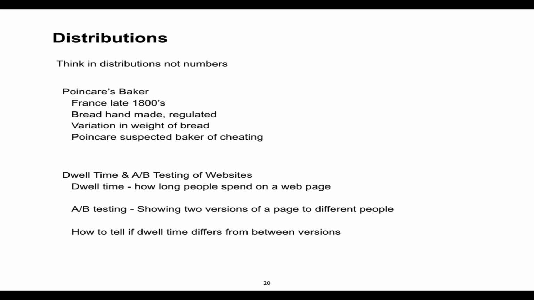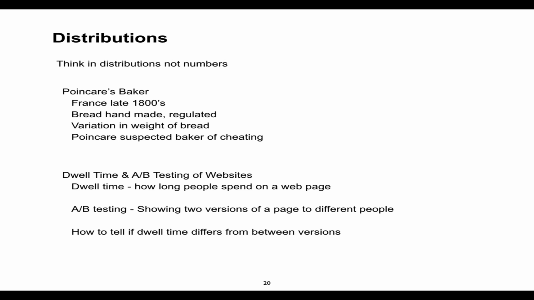He suspected that the baker was cheating. Each loaf was supposed to be a certain weight, but of course it's handmade, so it's not exactly that weight, and some are going to be higher and some lower. He's a mathematician, so he thought, okay, how do I prove that this baker is cheating? So you can go to the authorities and say this guy is cheating, and prove it to them. So he did it.